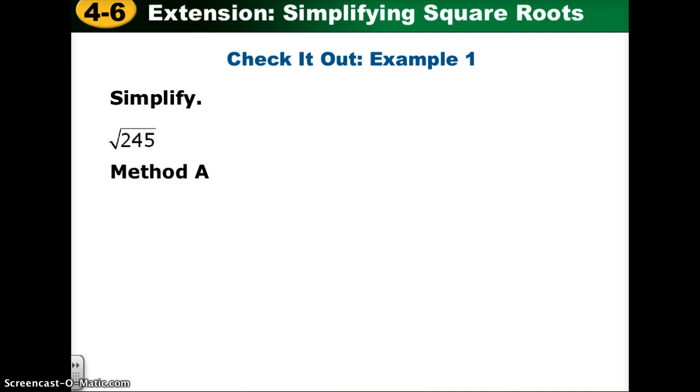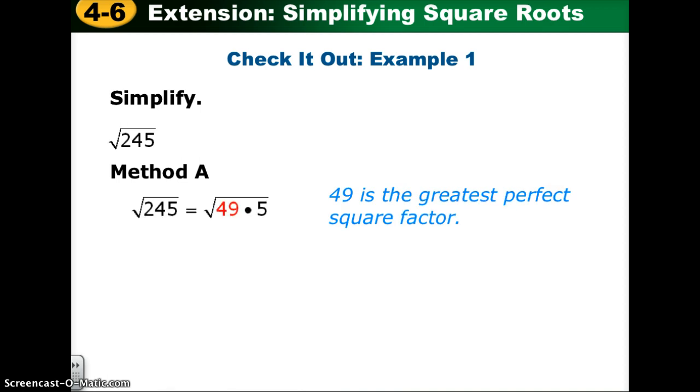Let's try another one, 245. So your first job is to figure out what perfect square divides evenly into that number. 49 is the greatest. So we would break that down to the square root of 49 times 5. Square root of 49 times the square root of 5 is equal to 7 square roots of 5.